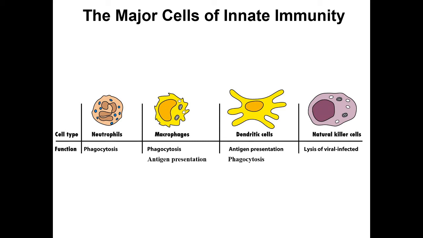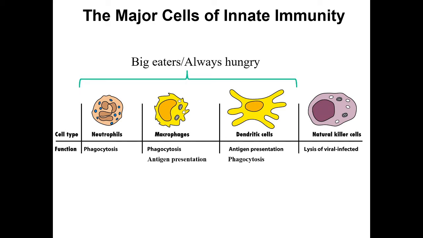And here the functions are also mentioned, like neutrophil and macrophage. They are very good phagocytic cells. That means they can phagocytose other stuff. They are also called big eaters. That means they are always hungry, so they can eat something else. In this context, cells like macrophage and dendritic cell can eat even bacteria, like some pathogen.